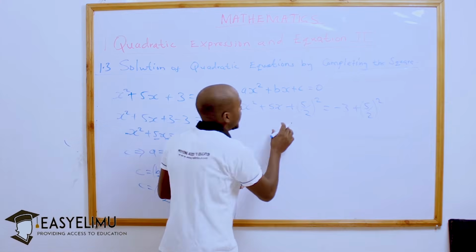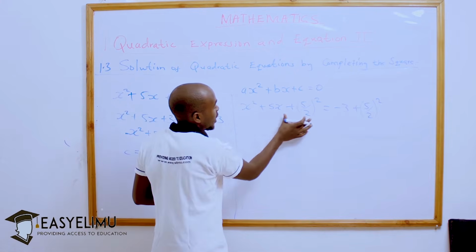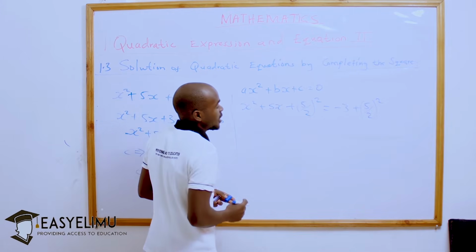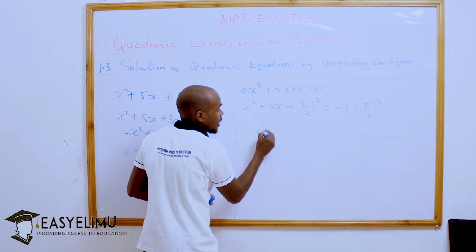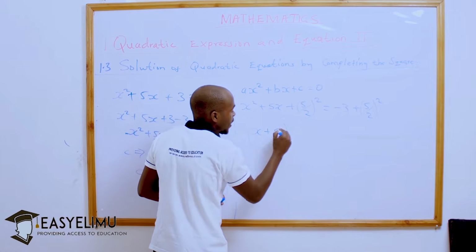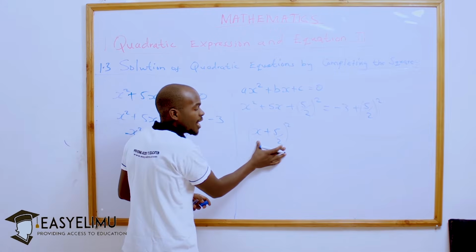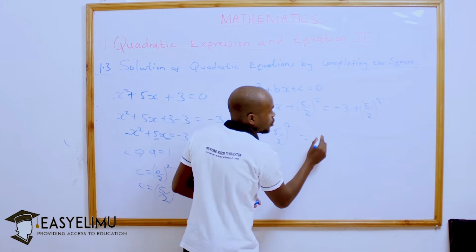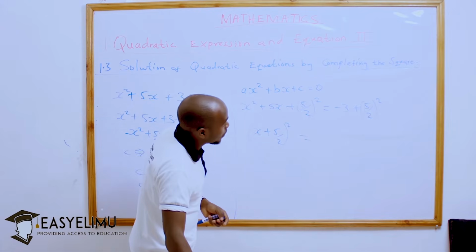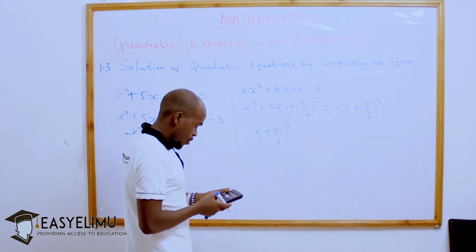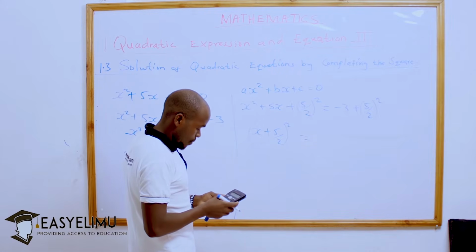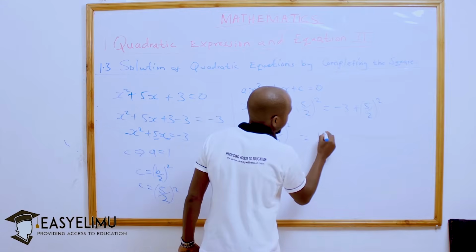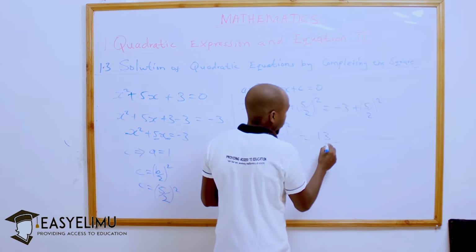So if that is the case, then we are going to factorize here. If we factor out this quadratic expression on the left hand side, you will find it is x plus 5 over 2, all squared. If you expand this one, it will give you back this one. On the right hand side, 5 over 2 squared gives us 25 over 4. So we have negative 3 plus 25 over 4. This is going to give us 13 over 4.